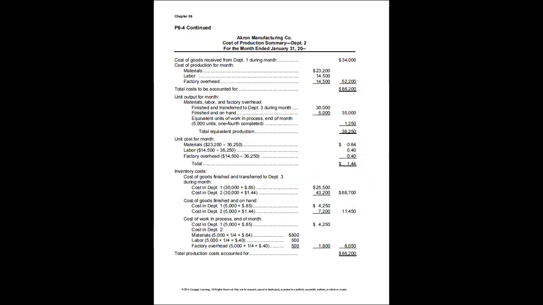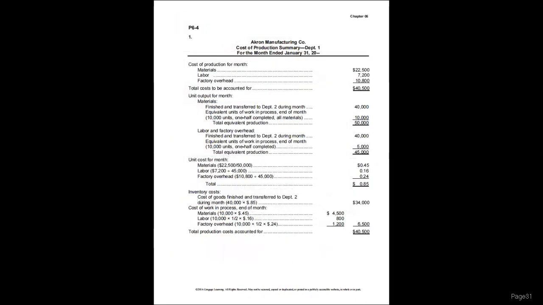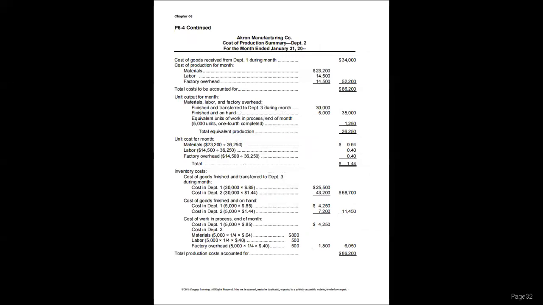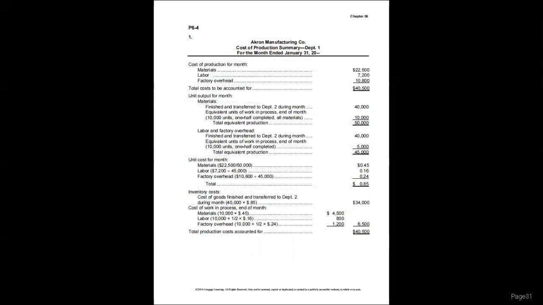Then we go to the report of Department 2 with the cost of goods received from Department 1 during the month. From Department 1, there are 40,000 units transferred to Department 2. And each of these units now carries a unit cost of 0.85. So we now transfer to Department 2 the cost of goods received from Department 1 during the month.